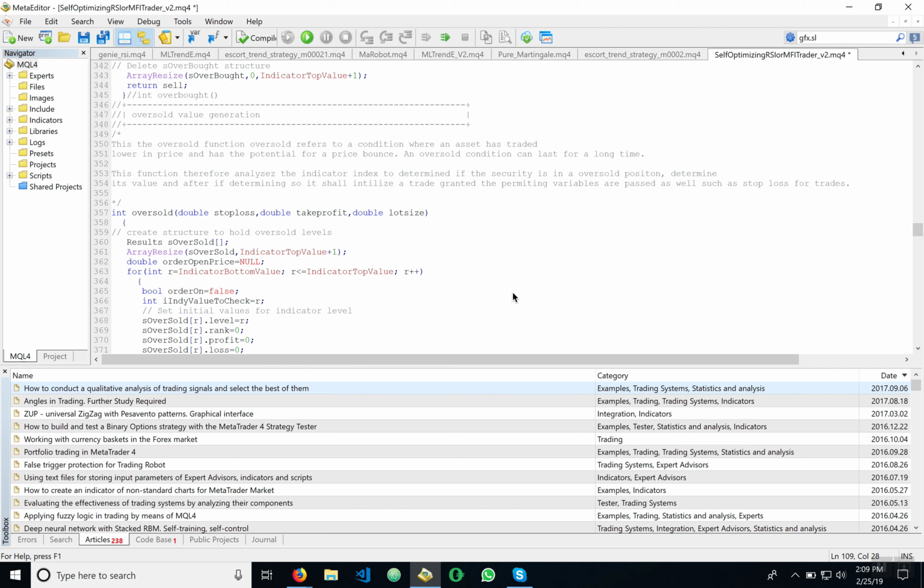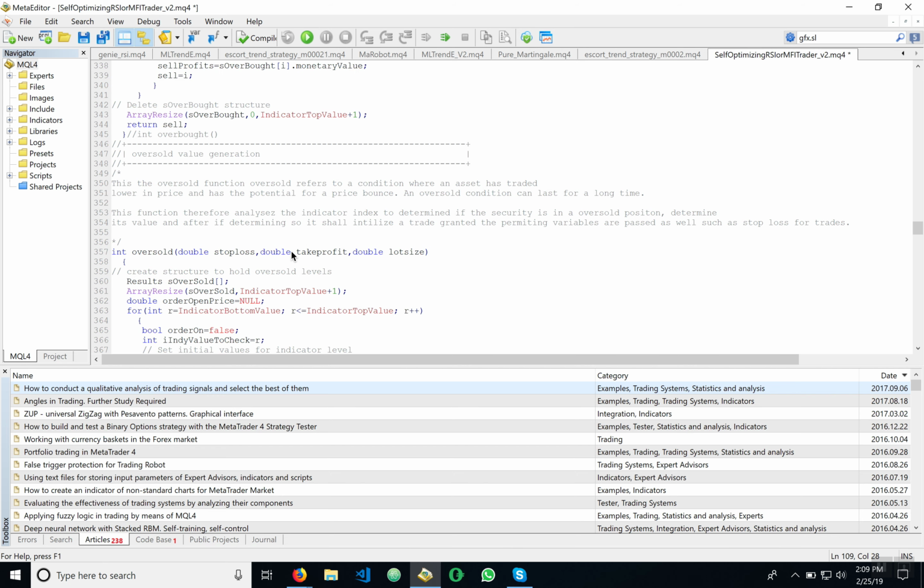Now, this moves on to the oversold value generation. This is similar to the overbought function. However, it looks at the oversold condition, which refers to a condition where an asset is traded lower in price and has the potential for a price bounce. This function follows criteria similar to overbought, and if the security is in an oversold position, it determines its value.